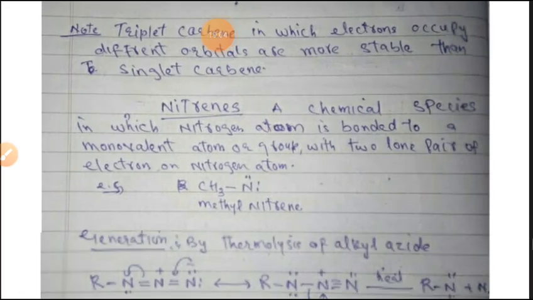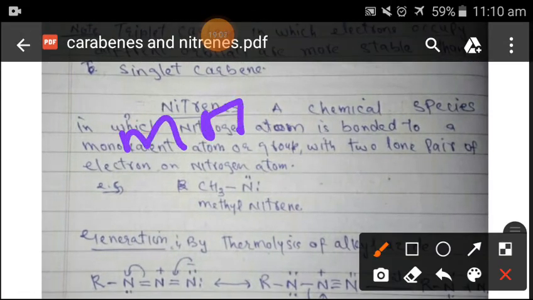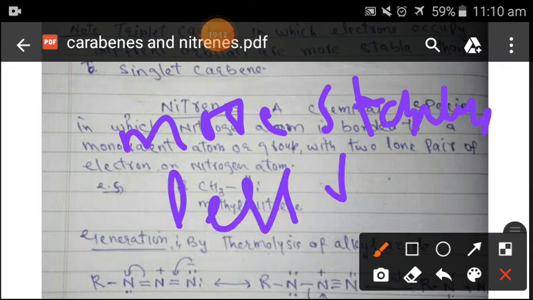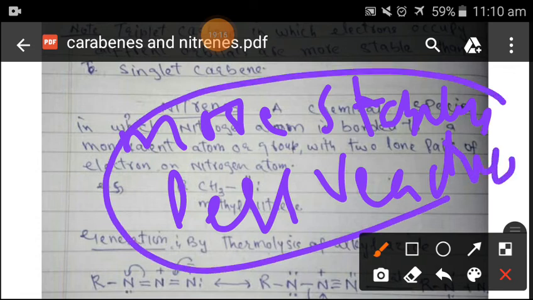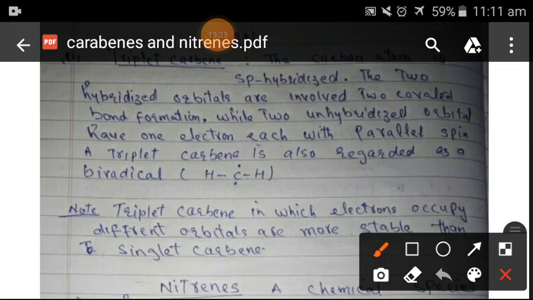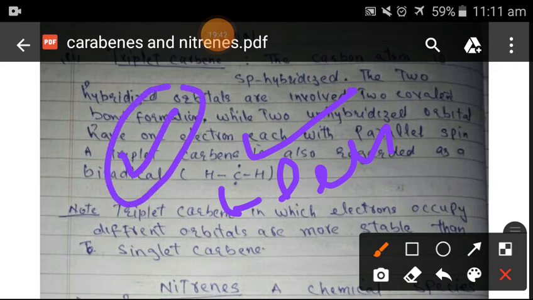you must remember that the more the stability of a chemical species, the less is its reactivity. So in the case of nitrenes, the triplet nitrenes are more stable, which means they are less reactive. So more reactive will be singlet nitrenes. In the case of carbenes, the singlet carbenes will be more stable, as a result of which they will be less reactive. But triplet carbenes will be less stable, so they will be more reactive than singlet carbenes.